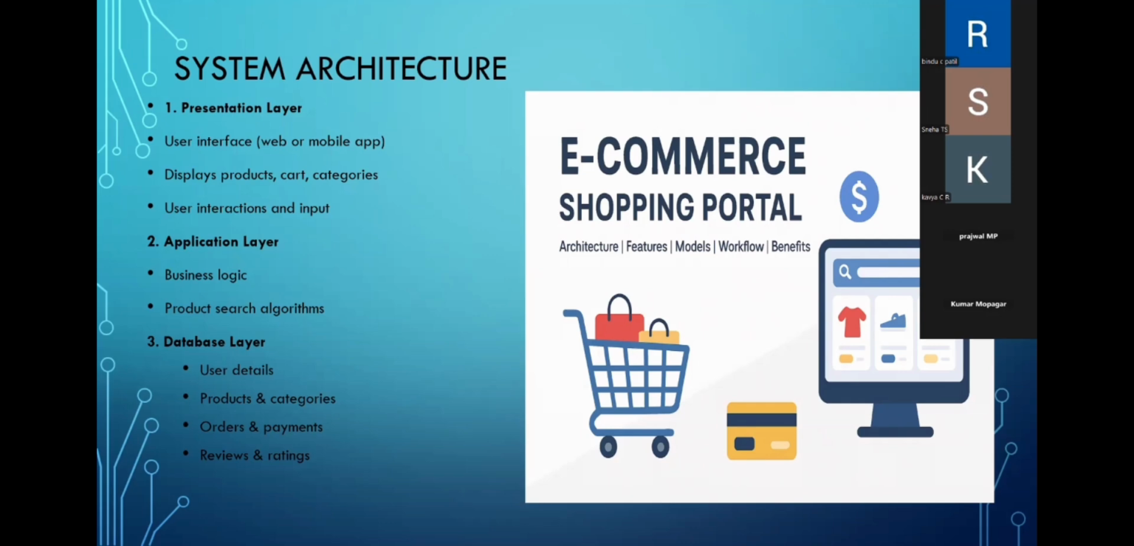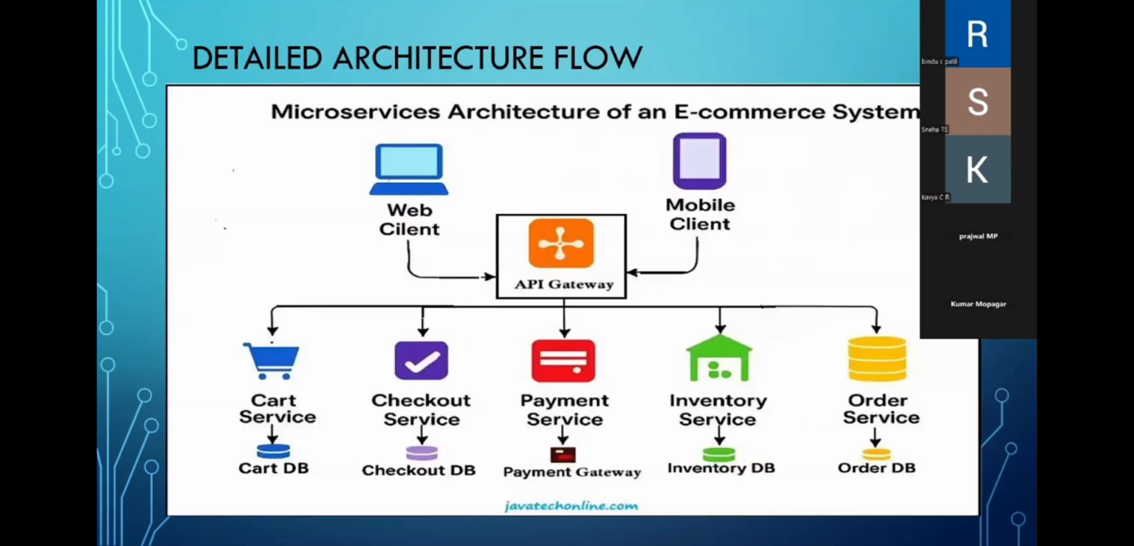The next layer is the database layer. The database layer is the backend layer, and it is where we store the data, like user information, product category, order and payment details, and reviews and ratings. In the next slide, we will see the detailed architectural flow.